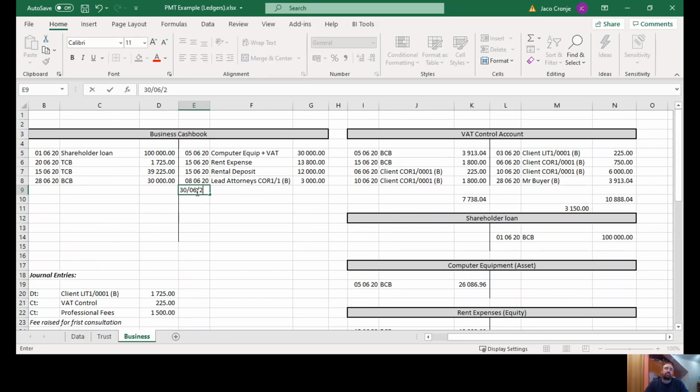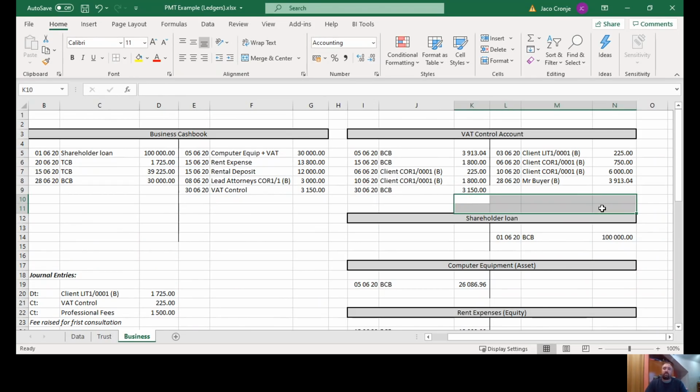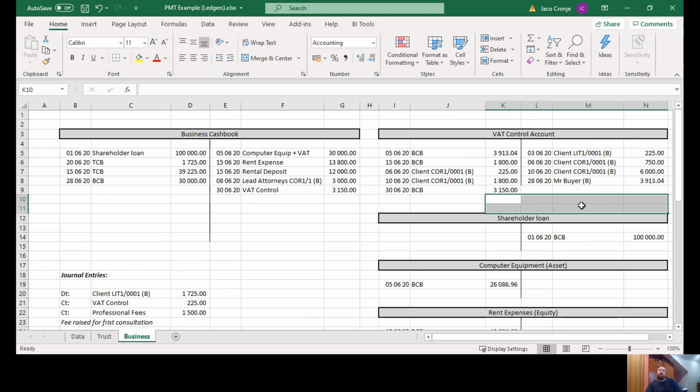So on the 30th of June 2020, I'm writing it on the credit side of my cash book because my cash book balance will decrease, 3,150 and 3,150. There my SARS VAT account is also 0.